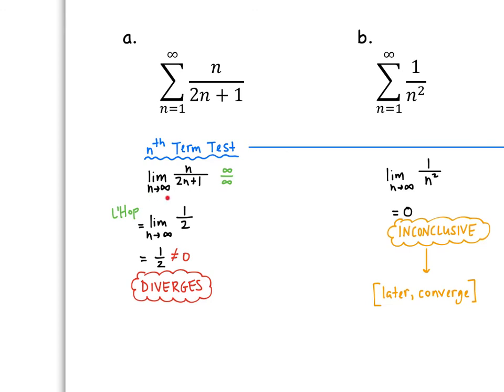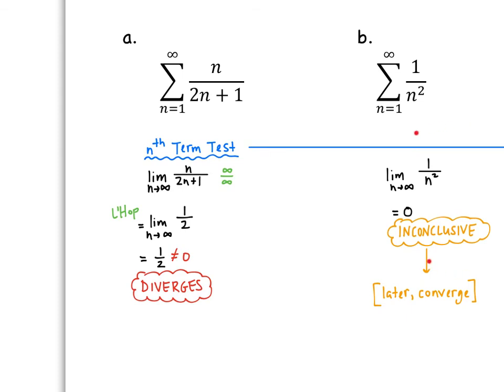So we take the limit as n goes to infinity of that sequence, n over 2n plus 1. Well, we get infinity over infinity with direct substitution, so we need to use L'Hopital's. Taking the derivative of the numerator and the derivative of the denominator, we get this limit to equal 1/2. Our conclusion is that's not 0. Therefore, this series diverges.